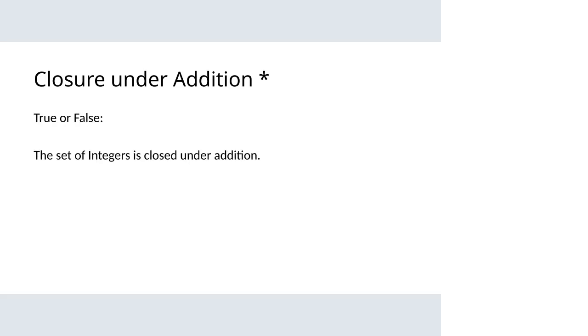You try one. Just a true or false, I'll set up a poll for this. The set of integers is closed under addition. And just a true or false here. If you add two integers together, do you get an integer as your answer? Every single time. Has to be every single time for the answer to be true. If you can come up with a counterexample, then you can say false.